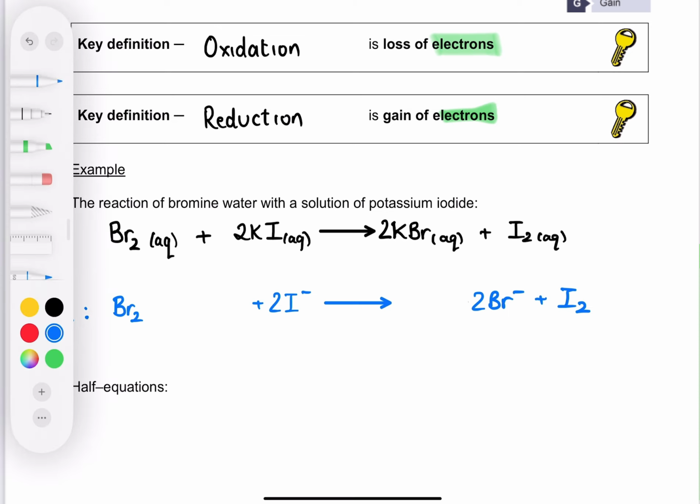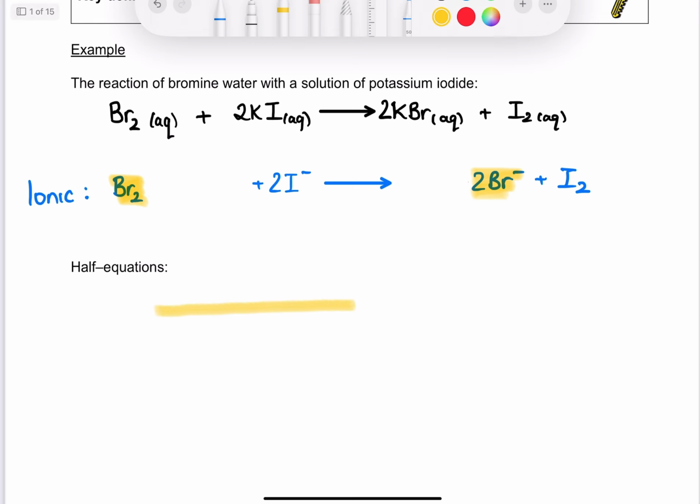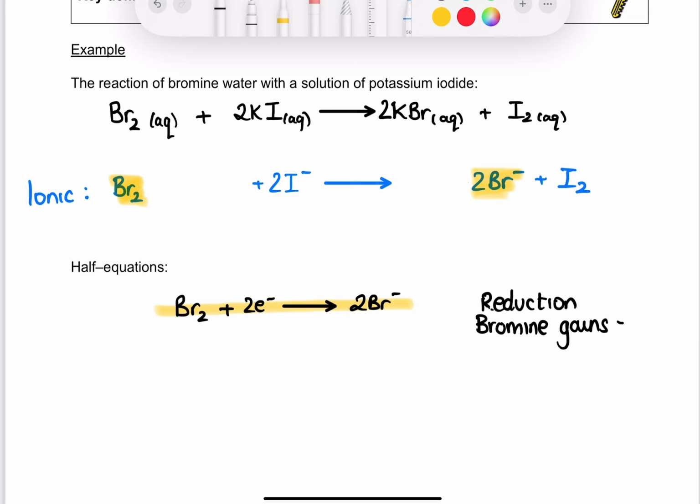It then helps us, if we look at that ionic equation, to split this up into what was happening to bromine. So bromine is going from Br2 to Br-. In order to balance that, we would need to add 2 electrons to this side. And so this is reduction, because bromine gains electrons.